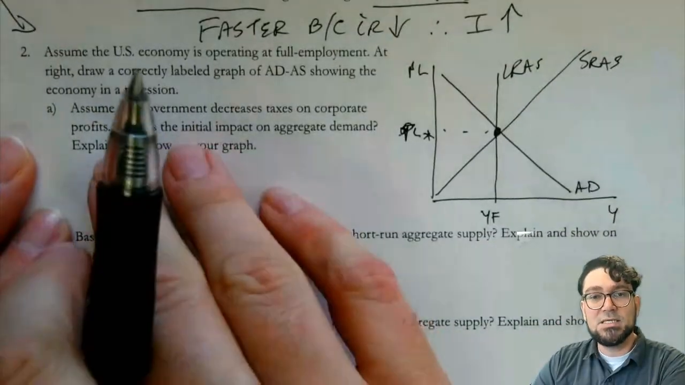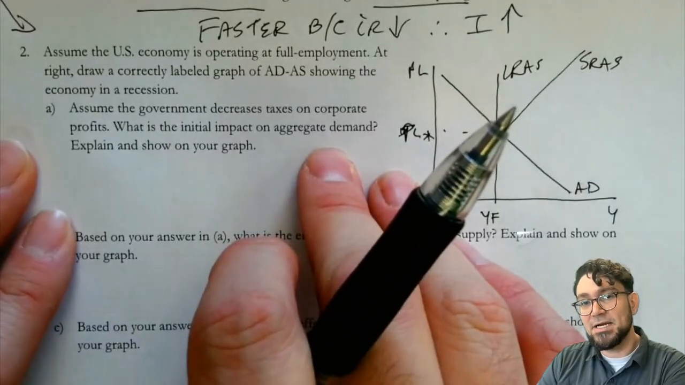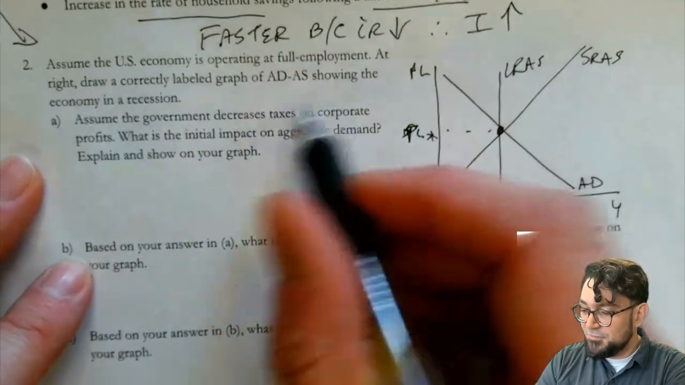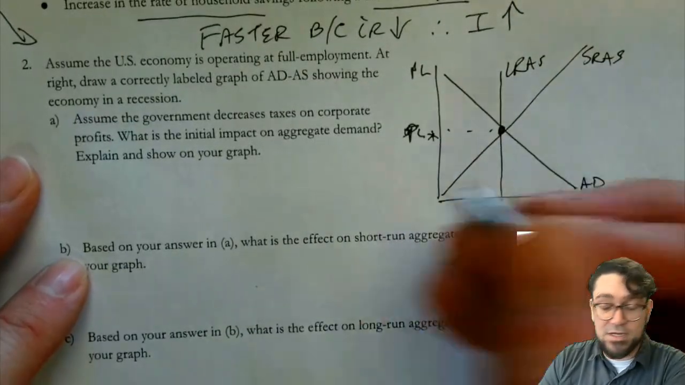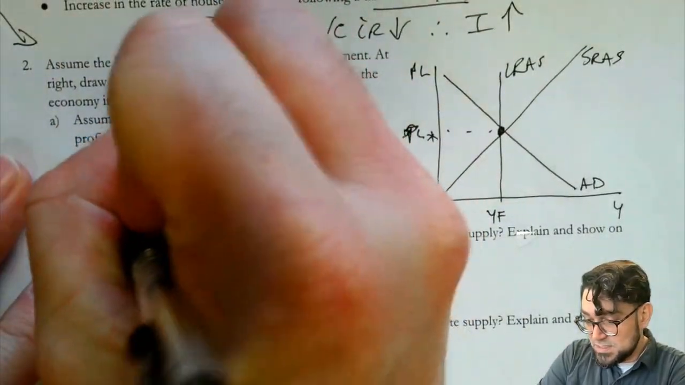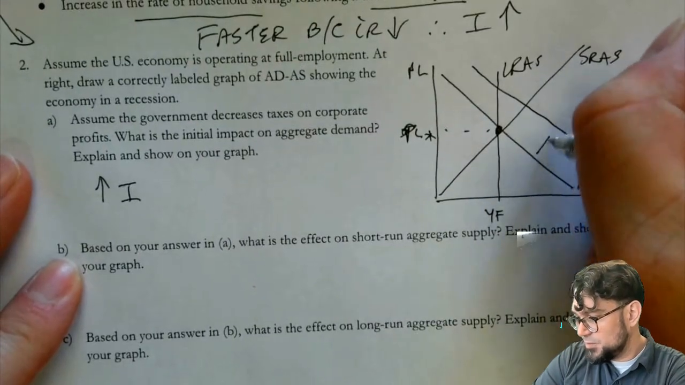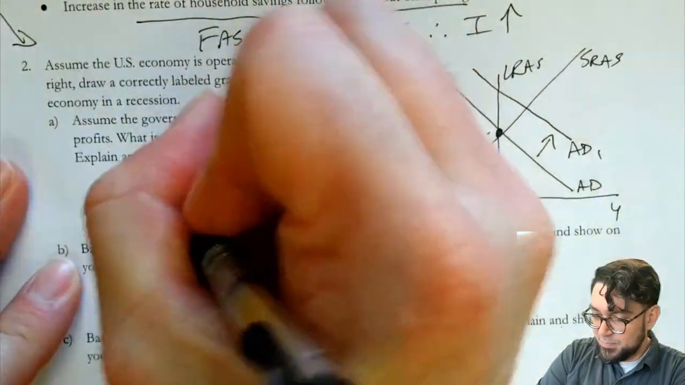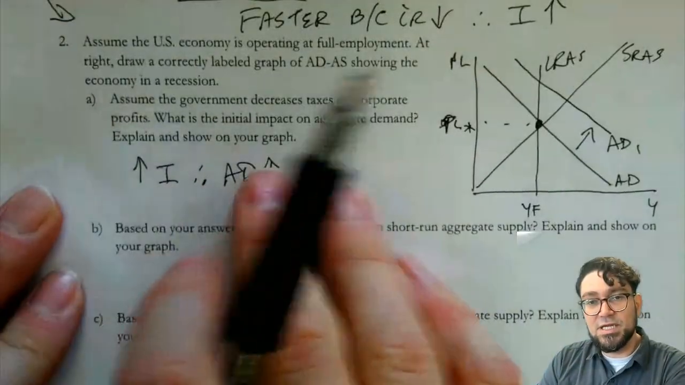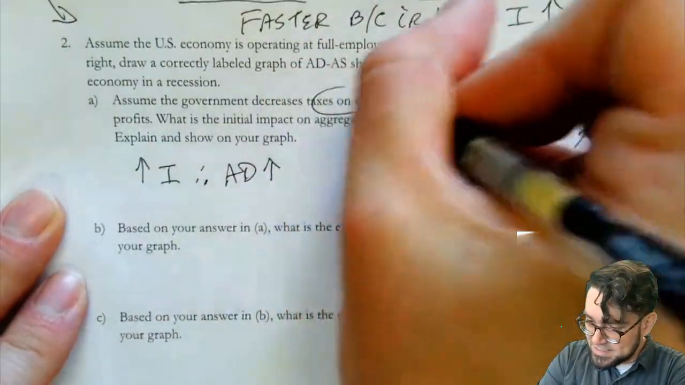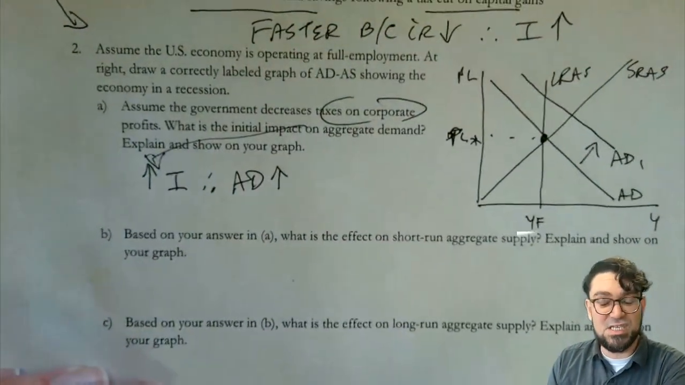PL star. Assume the government decreases taxes on corporate profits. What's the initial impact on aggregate demand? Explain, show in your graph. Well, if there's decreased taxes on corporate profits, there's going to be more corporate spending, right? There's going to be increased investment, and so aggregate demand would increase. So we did that. Therefore, aggregate demand increases. It really is just as simple as lower taxes on corporations are going to lead to more investment spending. They've got more money to spend on stuff, right?